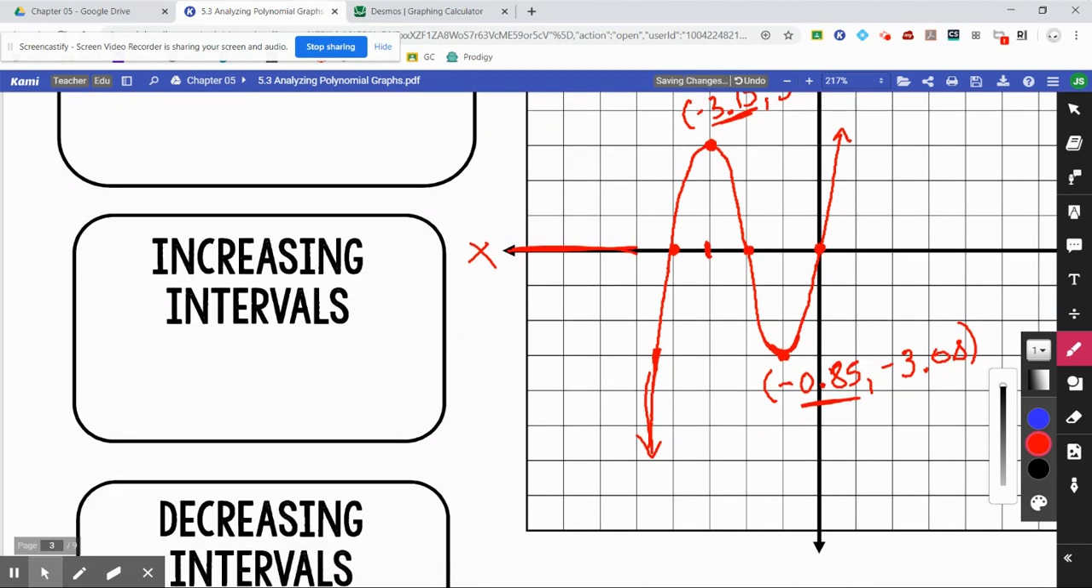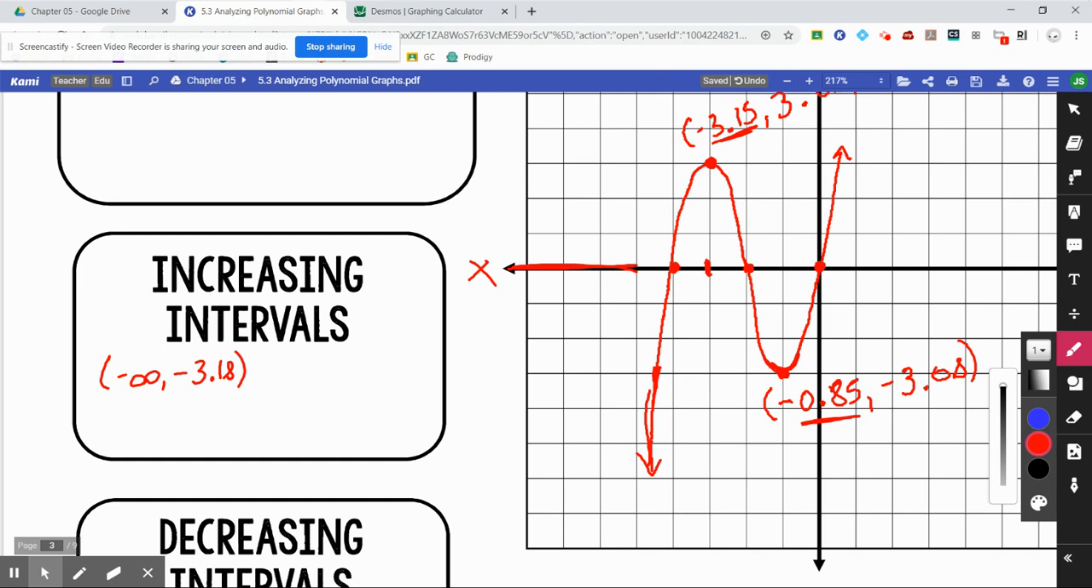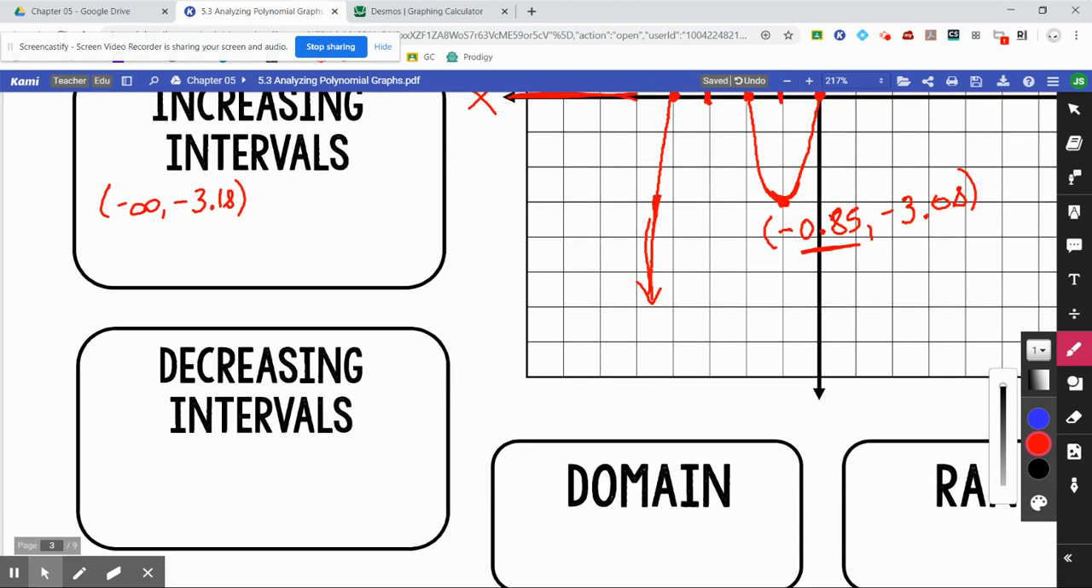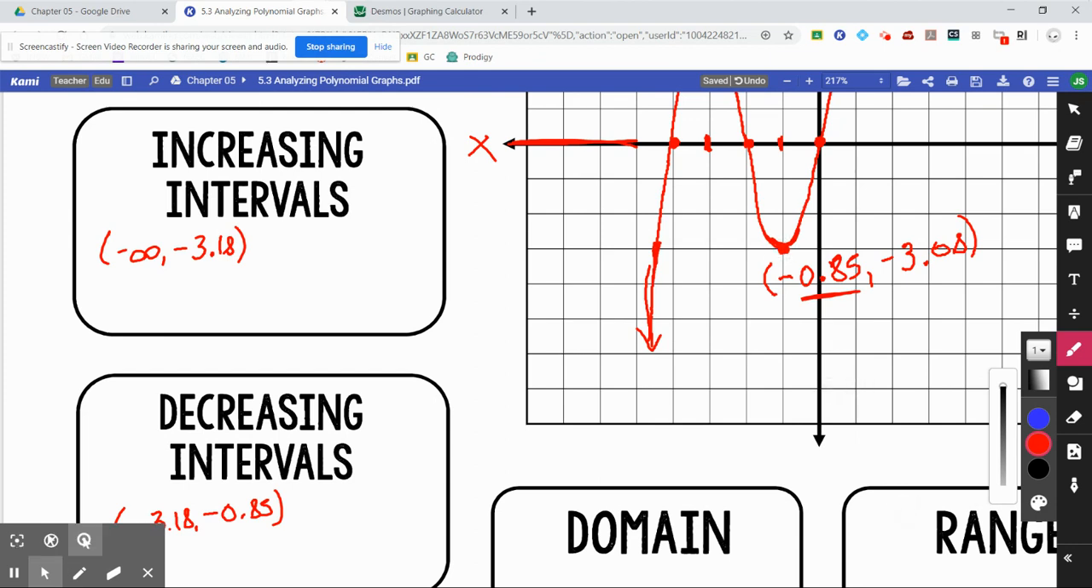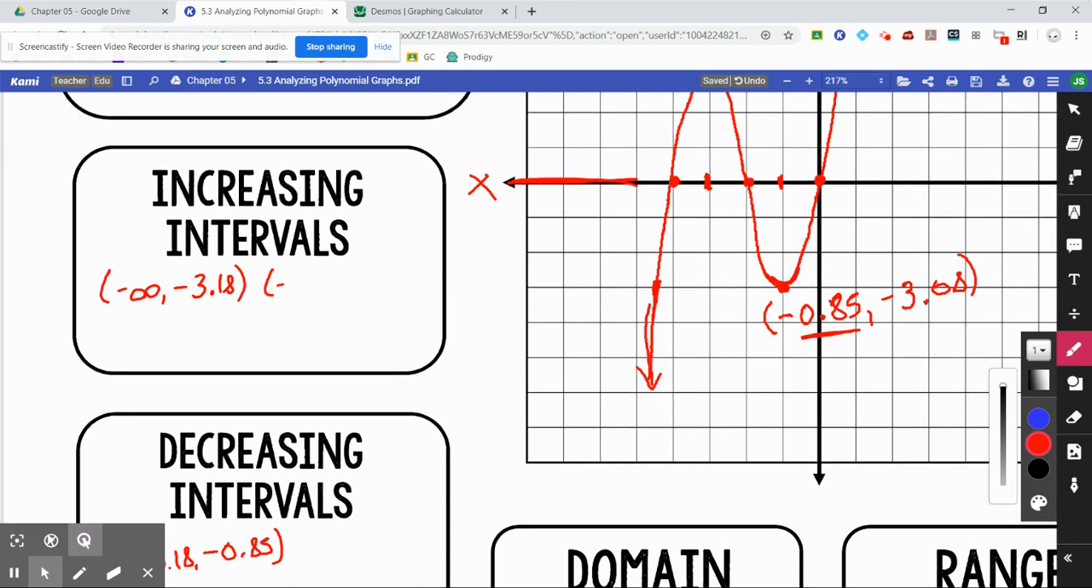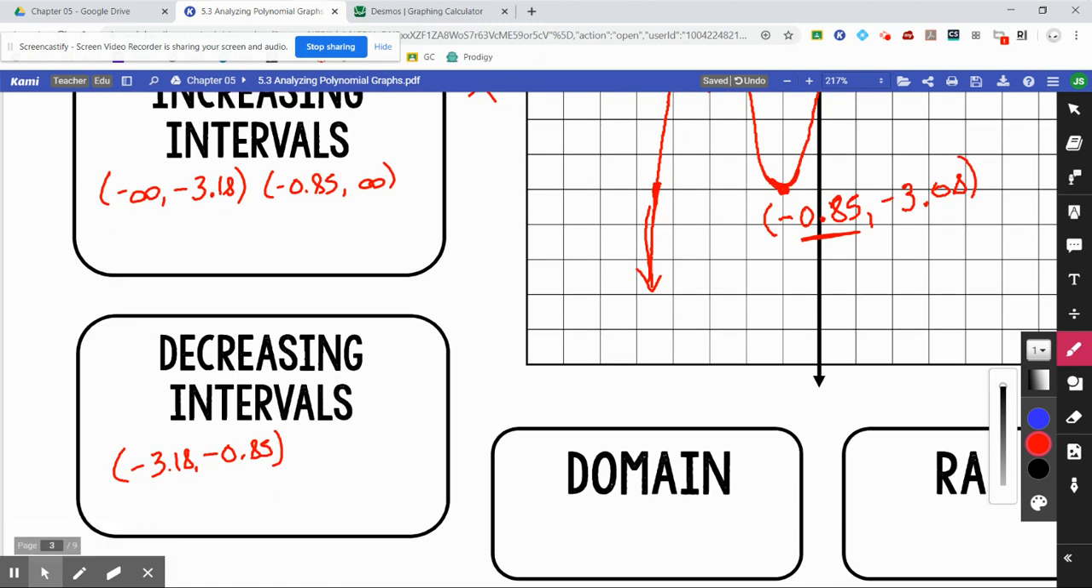It increases everywhere from negative infinity up to the x value negative 3.18, and it's always an open interval. We never use brackets on this. Then at that point, it starts going downhill till it gets to this x value, and it decreases from negative 3.18 up to negative 0.85. Then at that x value, it starts increasing again, and from negative 0.85 to infinity, it is again constantly increasing.